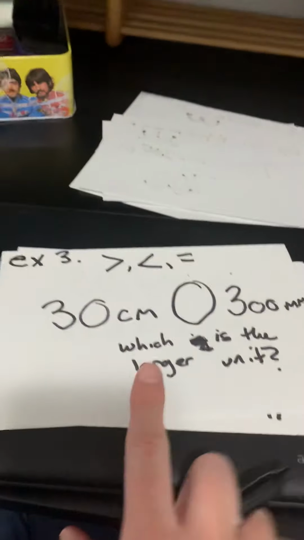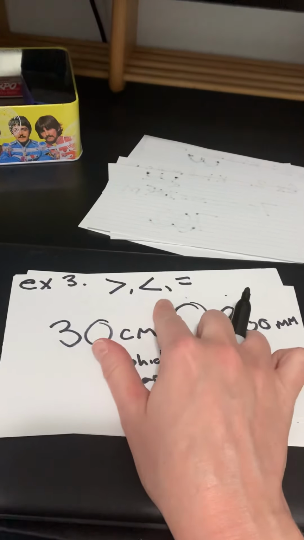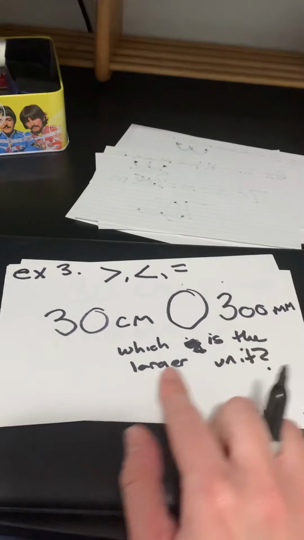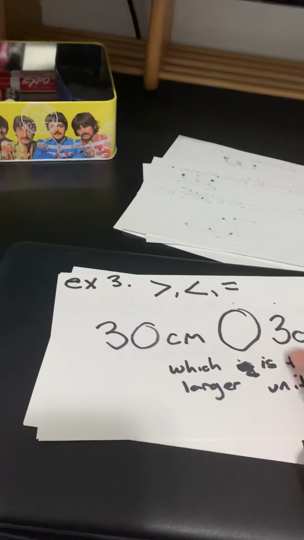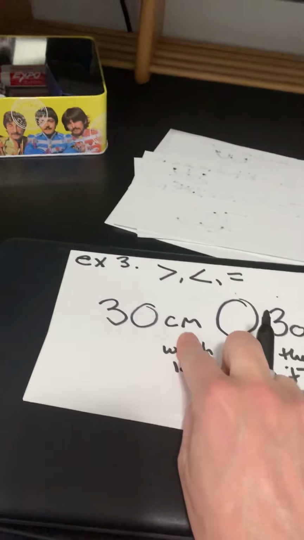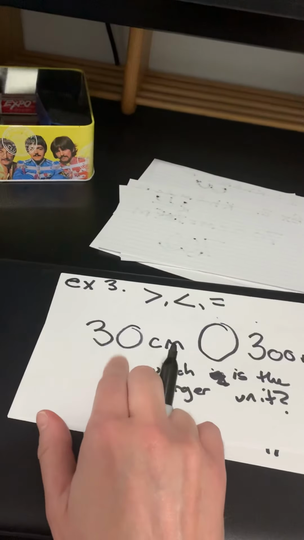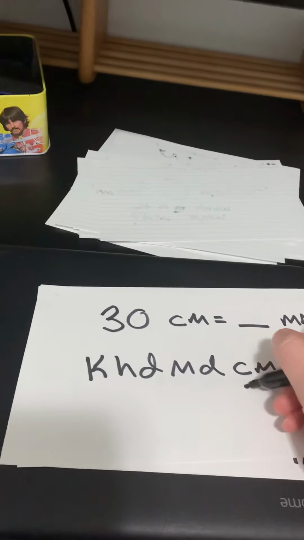Okay, so next we're going to do a comparison. 30 centimeters is greater than, less than, or equal to 300 millimeters. So you ask yourself, which one is the larger unit? Is millimeters bigger than centimeters, or is centimeters bigger than millimeters? You are correct. Centimeters is the larger unit. So we're going to make the larger unit into the smaller unit. I'm going to make 30 centimeters into millimeters. I find centimeters, and I find millimeters. I start at centimeters and go to millimeters. It is only one jump.